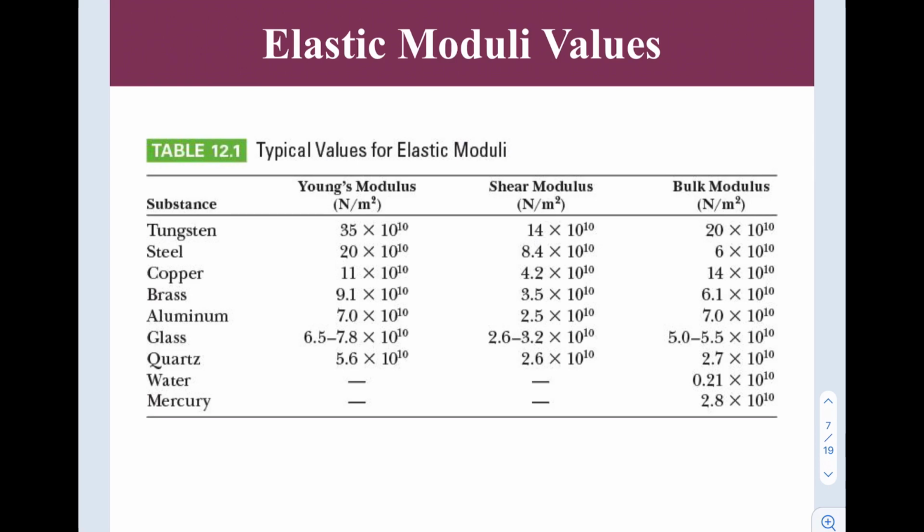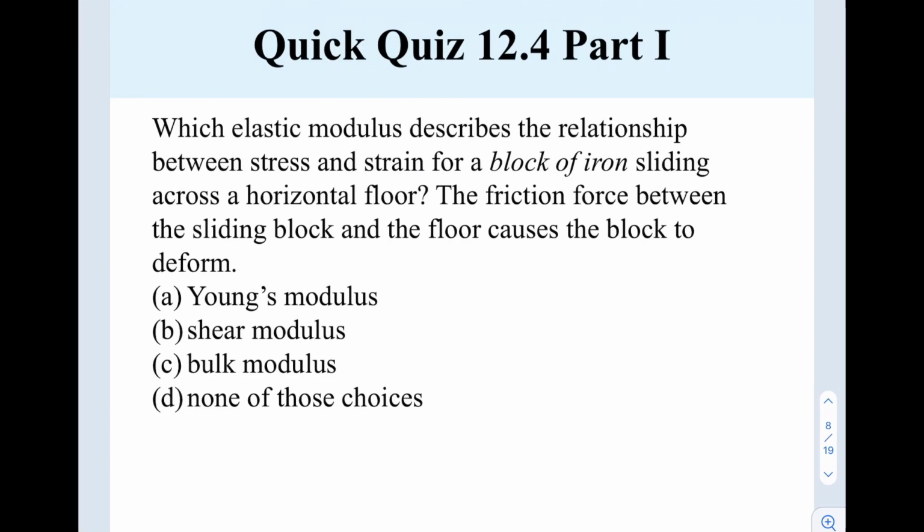Listed here in this table are the elastic moduli values for each material. For example, we have tungsten, steel, copper, brass, aluminium, glass, quartz. For water and mercury, we don't have Young's and shear modulus, but we have bulk modulus.